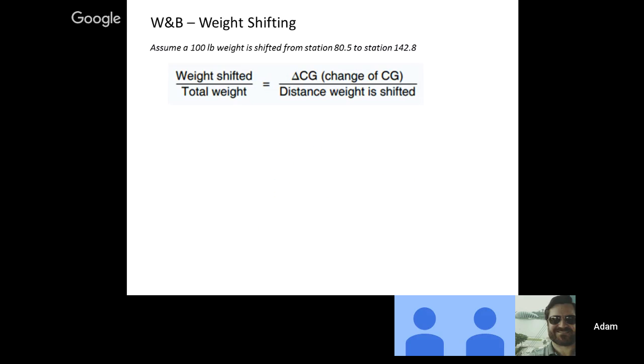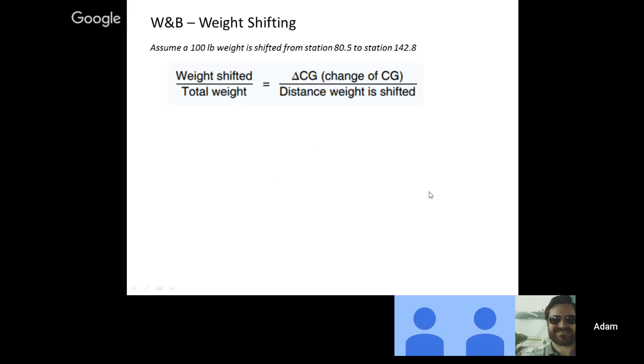But either way, it's essentially the same exact math, just in this format. You take the weight shifted divided by the aircraft's total weight. On the other side of the equation, the ratio is the change in the center of gravity divided by the distance that the weight was shifted. If you were to reconfigure this equation, it would look exactly like the first method. This just happens to be, to me, a little easier to understand.